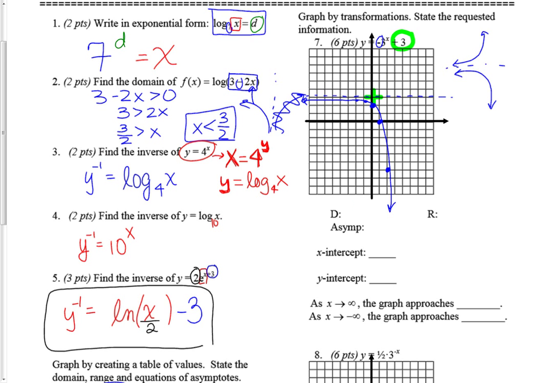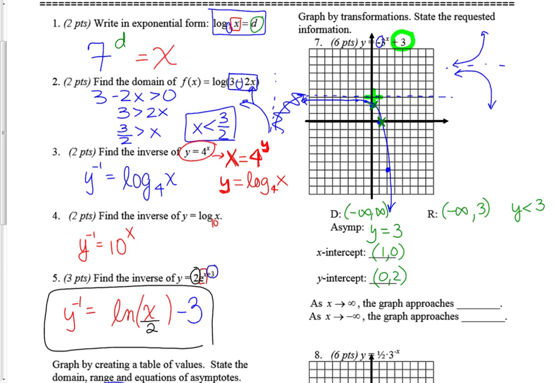The domain on this guy is still from negative infinity to infinity because it goes left and right. The range is now going down from positive 3, so my range in interval notation is from negative infinity to 3, or you could say y is less than 3 if you're writing it with inequality symbols. The asymptote was at y is equal to 3. The x-intercept of this function was up here where I touched the x-axis, which was at (1, 0). The y-intercept for this function was where I touched the y-axis, which was at (0, 2).